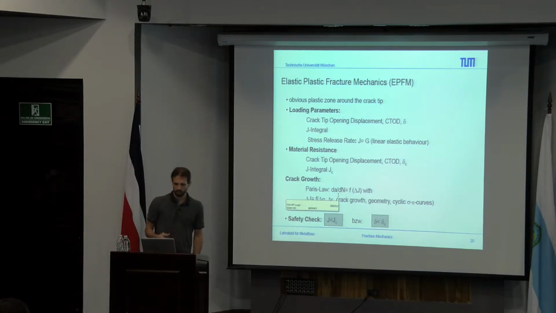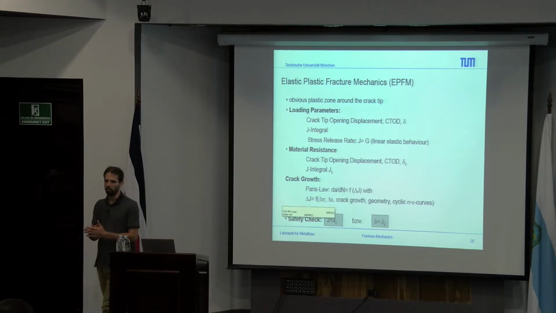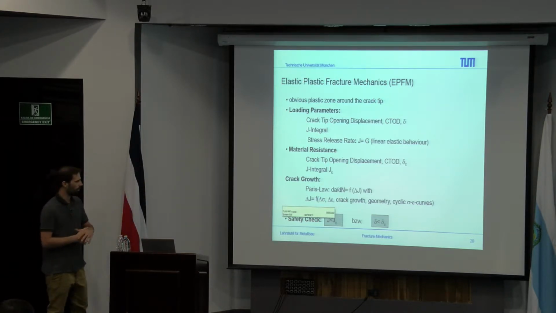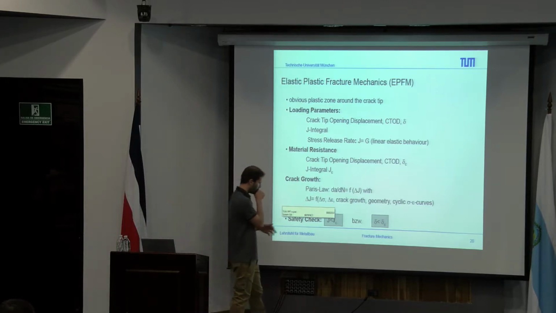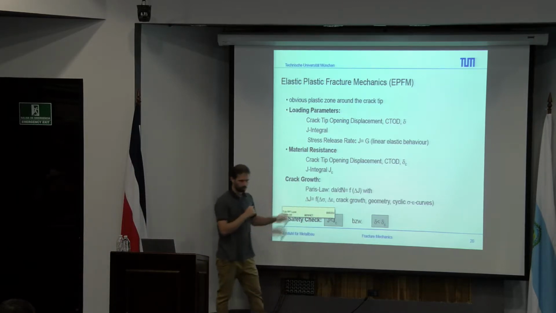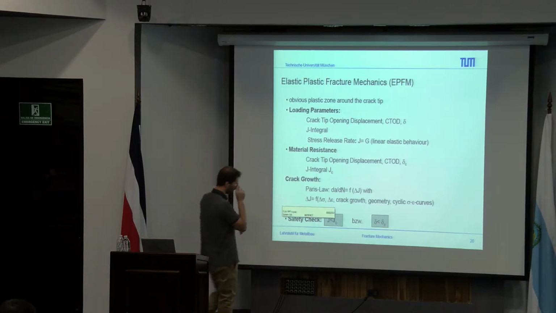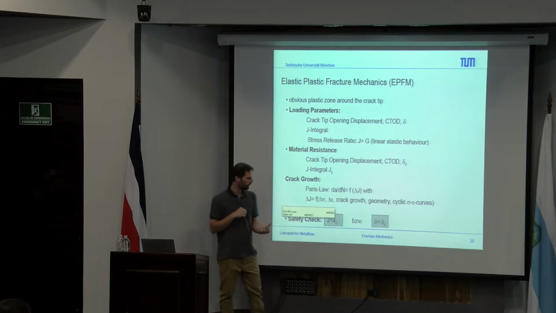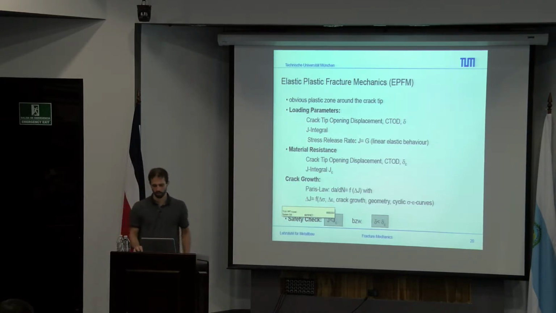So of course, how does it look for the safety check? For the safety check, we have a J max, which we calculated here due to our R value. At the end, it has to be lower than the JC, and of course, also the rho has to be smaller than rho c.